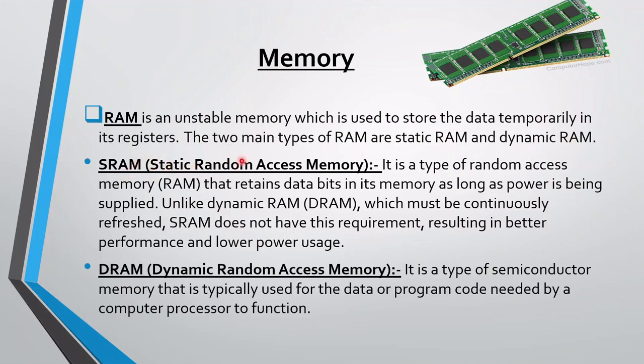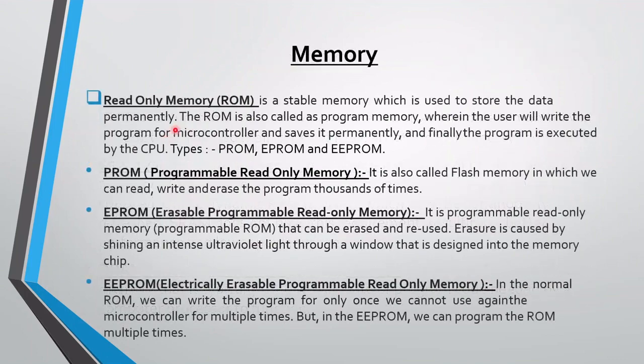SRAM, that is static random access memory, is a type of RAM that retains data bits in its memory as long as power is being supplied. Here, power must be supplied continuously. DRAM, dynamic random access memory, is a type of semiconductor memory that is typically used for the data or program code needed by the computer processor to function.